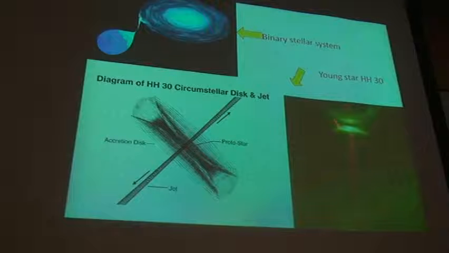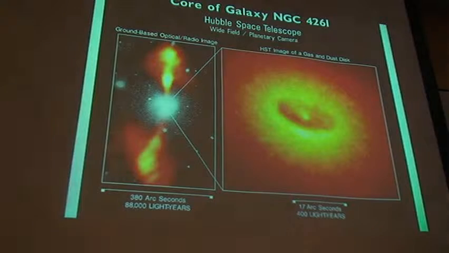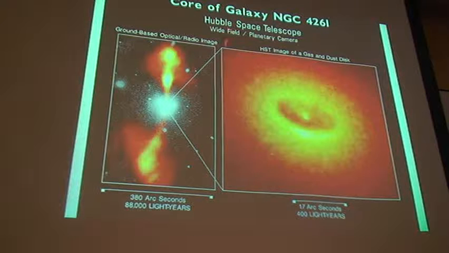And look at this jet. Look how narrow and straight this jet is. It starts from the star, and the star has almost negligible size in this image. Now, this is an even more spectacular case, an extragalactic jet.